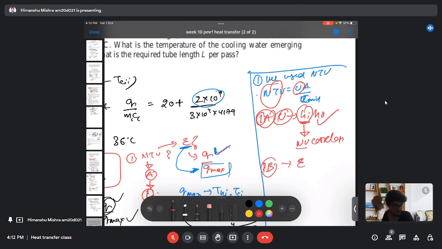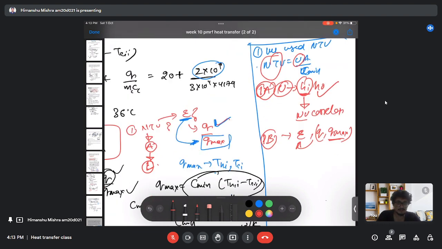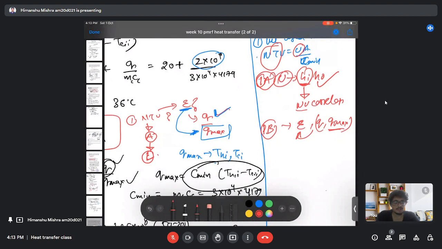For NTU, we found the effectiveness, which is a function of the actual heat transfer as well as the maximum heat transfer. So first we found the maximum heat transfer, and then we found the effectiveness. Effectiveness can be found from the effectiveness-NTU correlation, or from the graph. Since we have a cross flow heat exchanger, it is suitable to use the graph. We can use the correlation in case of the parallel or counter flow heat exchanger. So once we get the effectiveness, we get the NTU as well, and we just use the simple NTU relation to find the geometry.